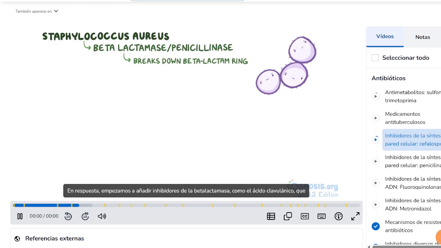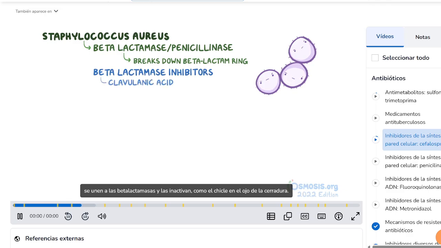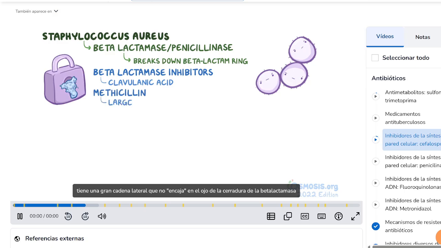In response, though, we started adding beta-lactamase inhibitors, like clavulanic acid, that would bind to beta-lactamases and inactivate them, again like gum in a keyhole. Another approach was to create new kinds of beta-lactam antibiotics, like methicillin, which has a large side chain that wouldn't fit into the keyhole of the beta-lactamase.